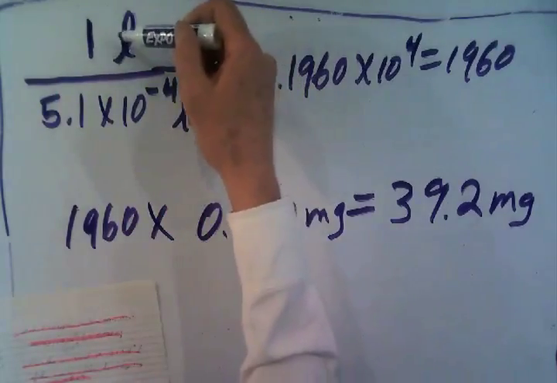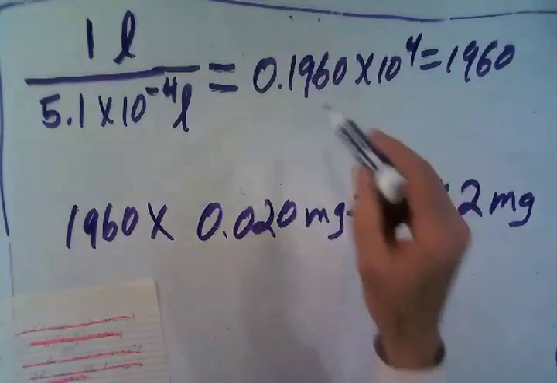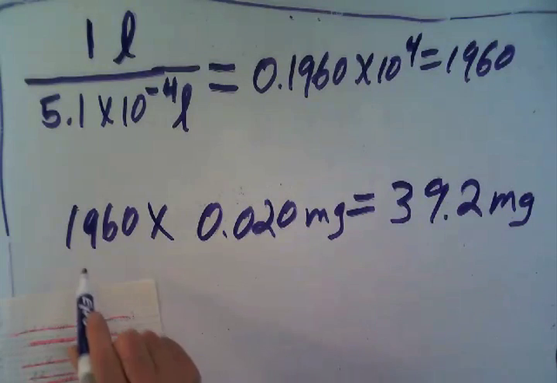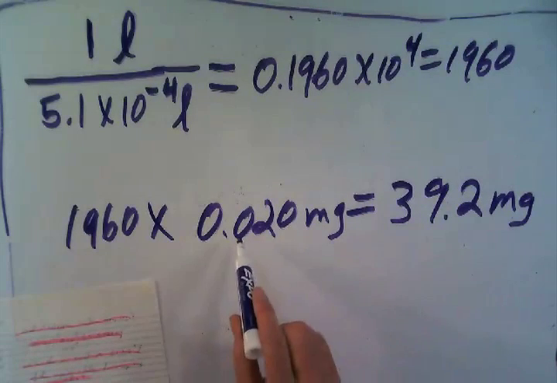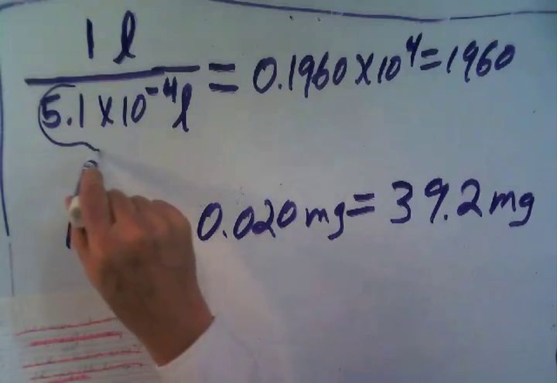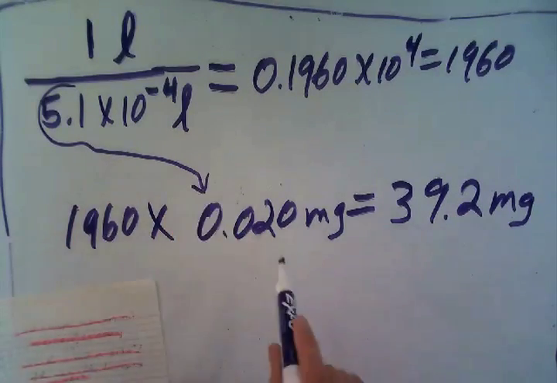As you all know, the units all have to match, and we end up with 960. And then our 960 times the milligrams in one of these gives us 39.2 milligrams. I think the take-home lesson here might be, what is a part per million? A part per million is 1 milligram per liter.